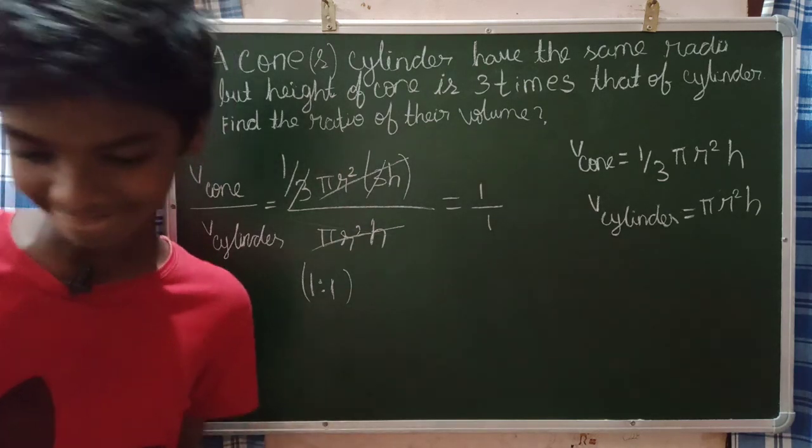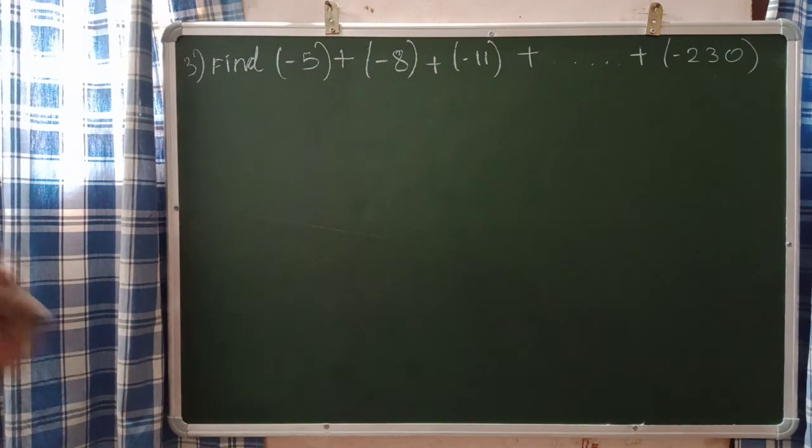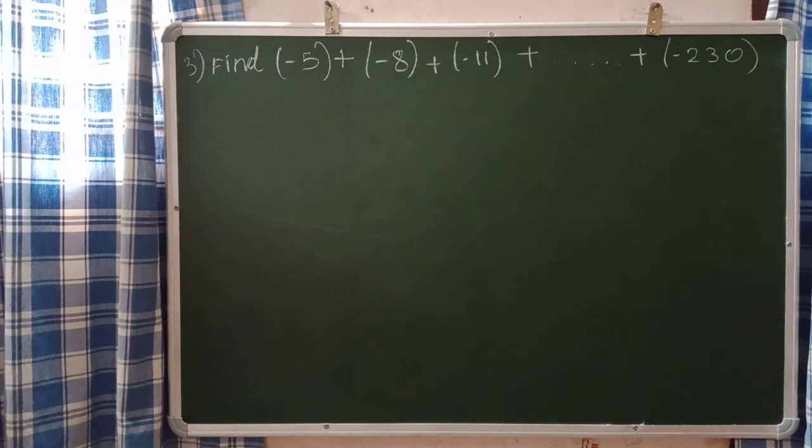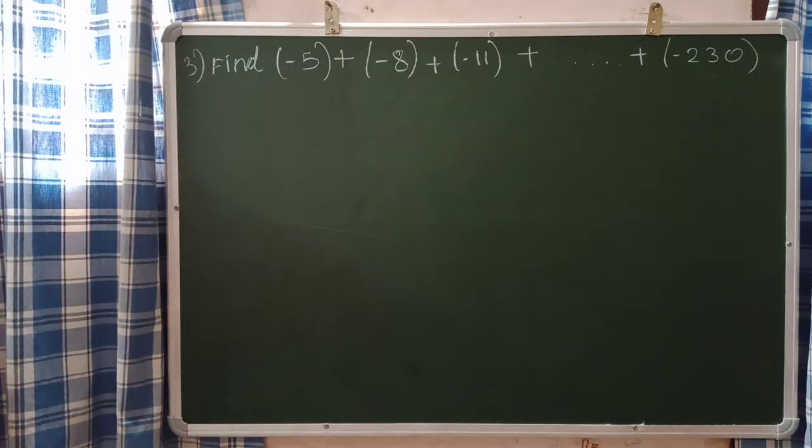Next question. Our next question is: find minus 5 plus minus 8 plus minus 11 all the way up to minus 230. So guys, by seeing itself you can say that this is in AP, I mean arithmetic progression.